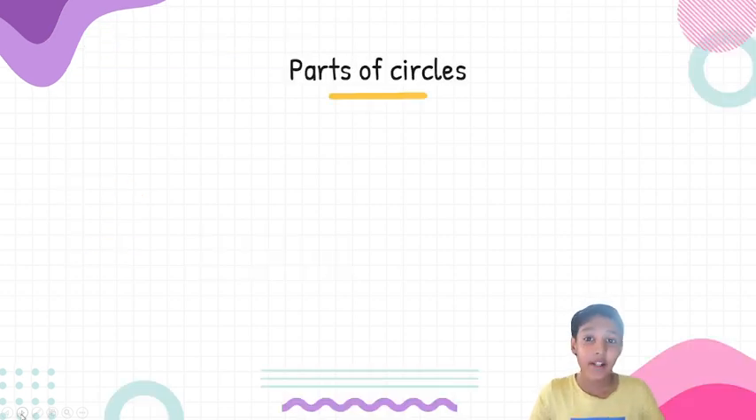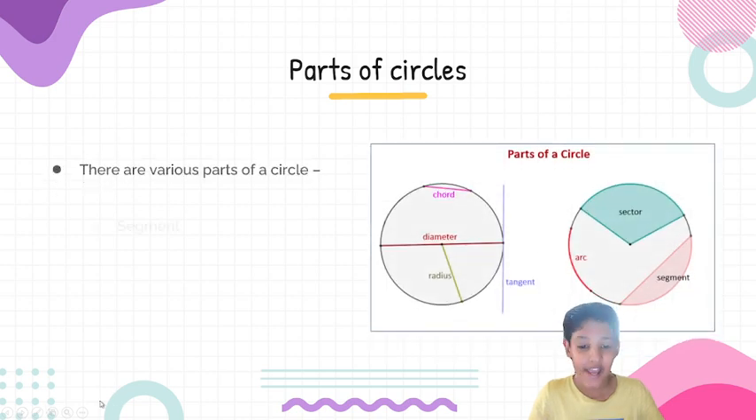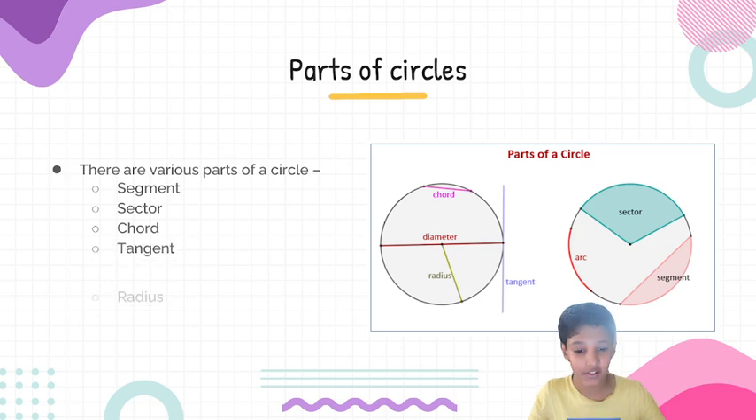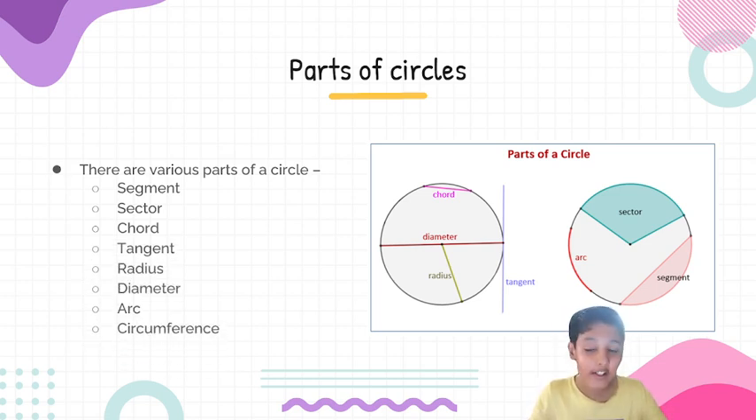So, let's take a look at the parts of circles. As you can see in this diagram, there are various parts of the circle: segment, sector, chord, tangent, radius, diameter, arc, and circumference. Let's look in detail at these parts.